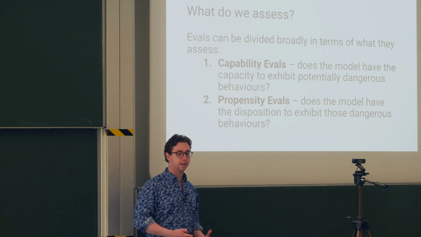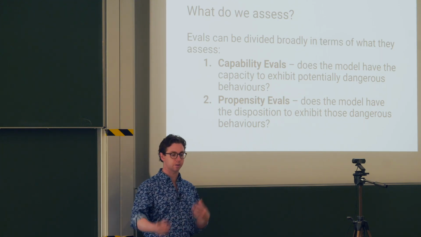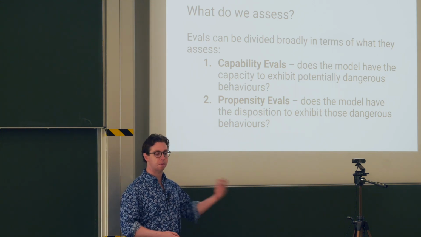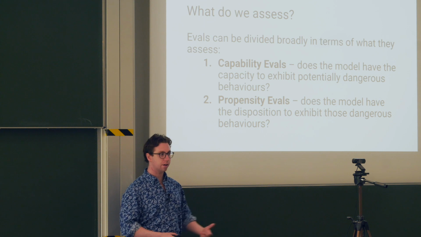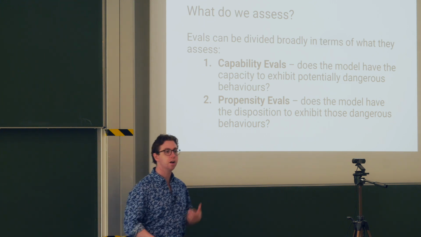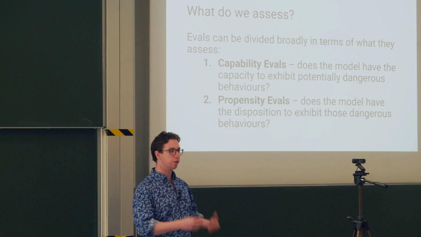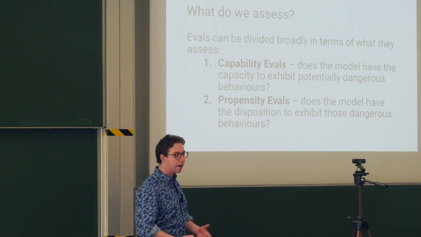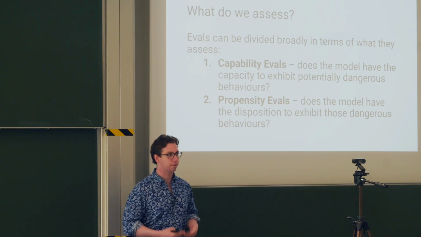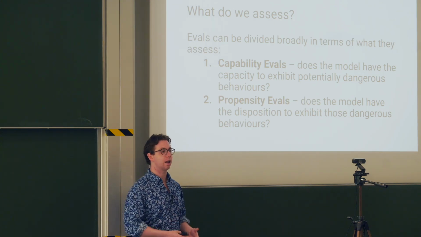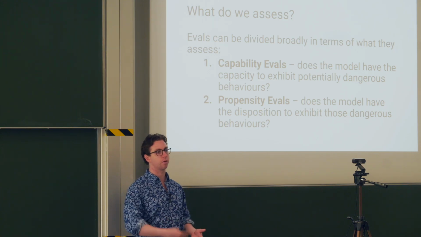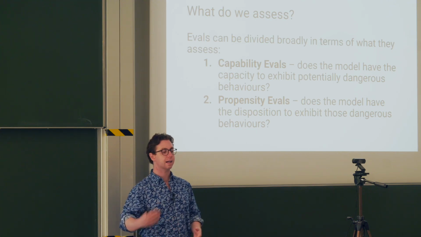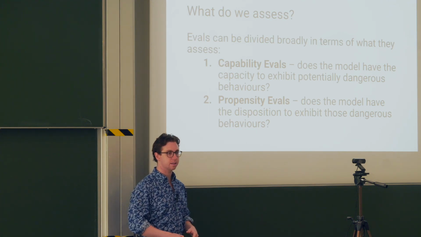A propensity eval is asking a question of whether the model has the disposition to exhibit the dangerous behaviors. So in the case of a misuse propensity eval, you'll be looking at whether the safeguards you've built into the model, such as refusal behavior, was sufficiently strong to stop an adversary using that model for some malicious purpose. So you would want to see, regardless of whether the model has the capacity to help someone, for example, commit cybercrime, does the model have the disposition to refuse requests for that behavior sufficiently strongly that an adversary can't get around that refusal behavior to access the underlying capabilities? Does that make sense? Any questions about this?